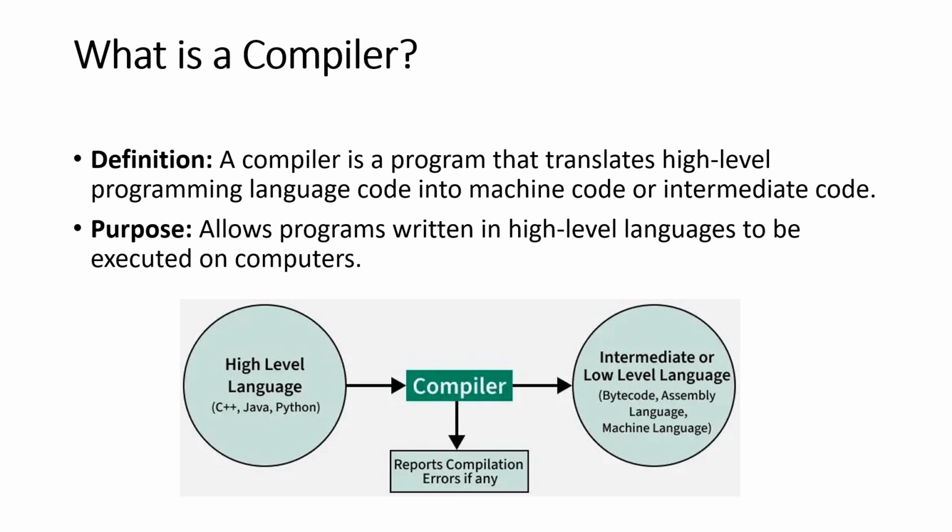As we know, we always write programs in a high level language, that is Java, C++, and Python. All these are high level languages which, when compiled, give us intermediate code in assembly language or machine code. So the purpose of a compiler is to allow a program written in a high level language to be executed on the computer. It also reports errors while compiling from high level to low level language.